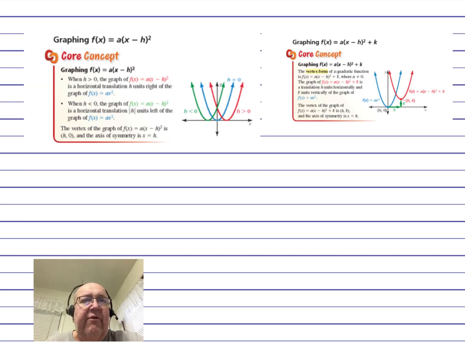Next, we look at the form that if you have a shift to the right or left. If you have a negative h, so say x minus 2 squared, that is going to shift 2 units to the right from a normal x squared. If you have an x plus, it's going to shift to the left. Then if you have again a k added at the end, it's just like the c, it's going to shift up or down.